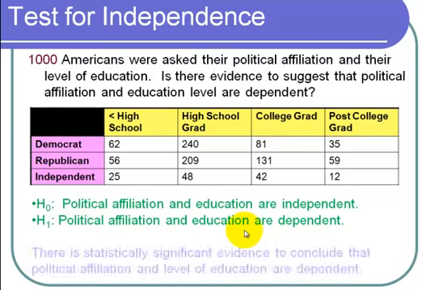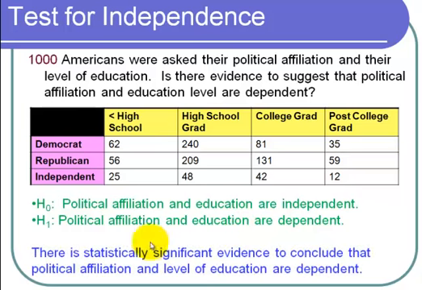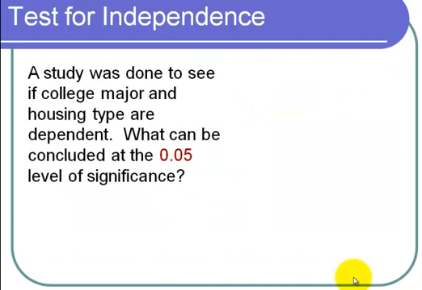Which means I rejected the null hypothesis, and I can say there is statistically significant evidence, very strong evidence, to conclude that political affiliation and level of education are dependent. So let me show you one more example that uses a computer, just so you can see what computer readouts might look like.